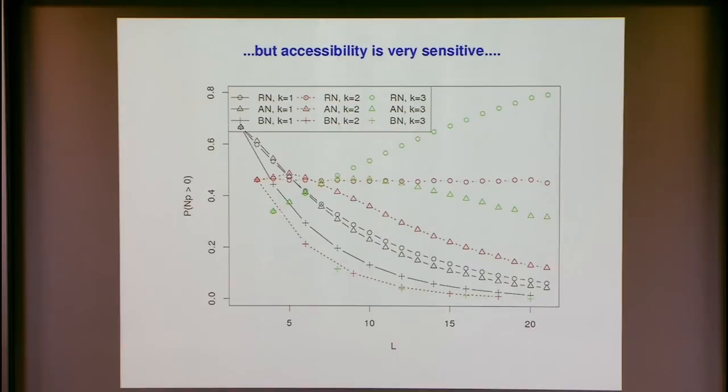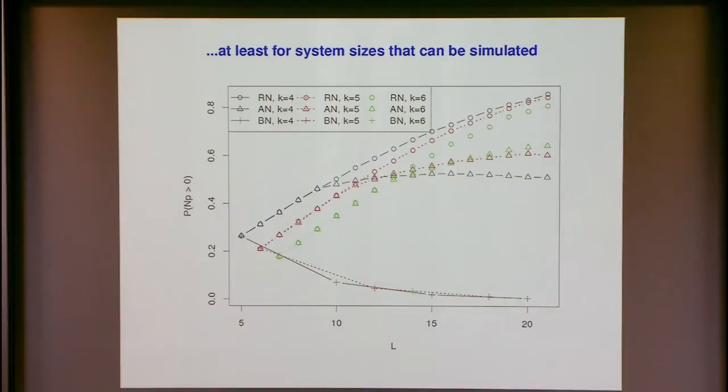And I should say this is even more pronounced if you go to larger k, but this is for system sizes that can be simulated. We have reasons to believe, at least for small k, that eventually this will go back down to 0. We are trying to prove that at the moment, but at this point we have no way to estimate where that actually happens and whether this is in a reasonable range or not.